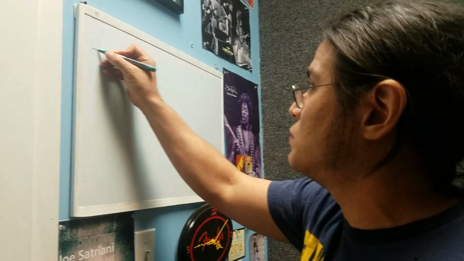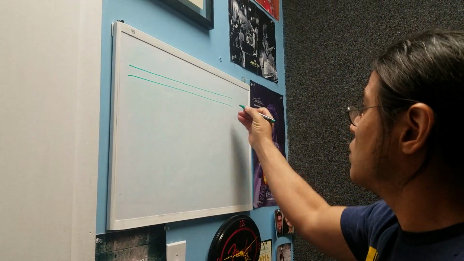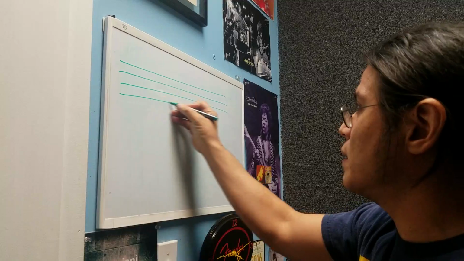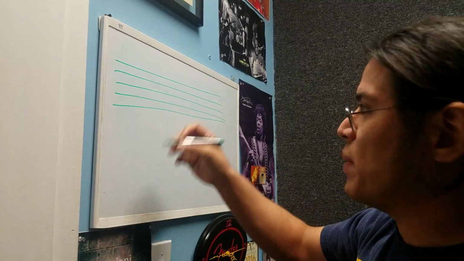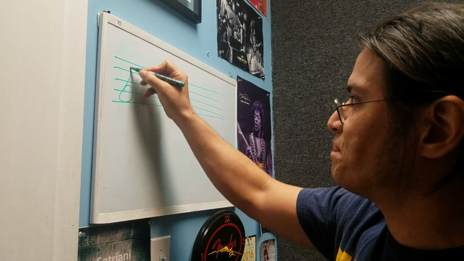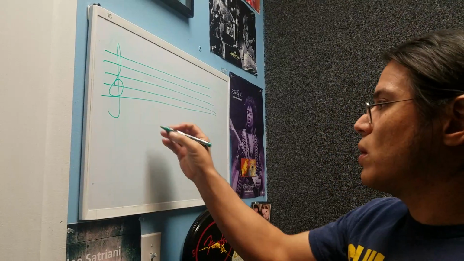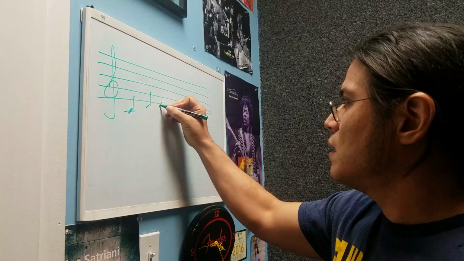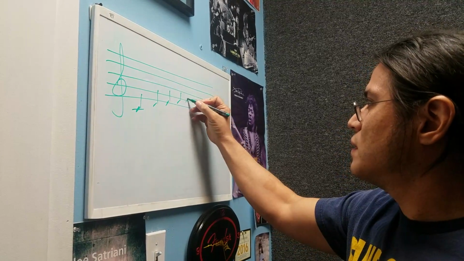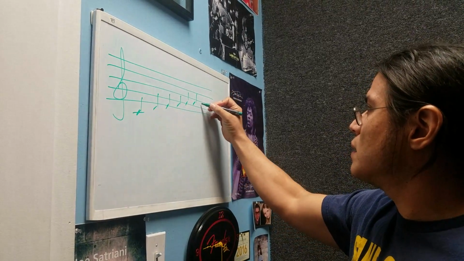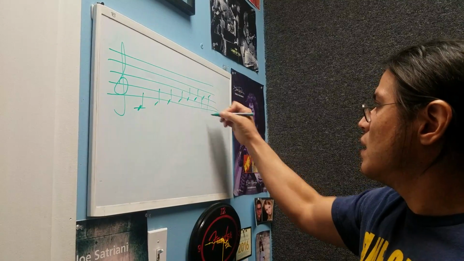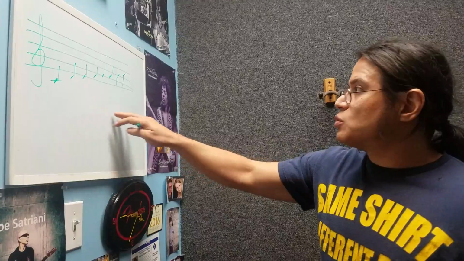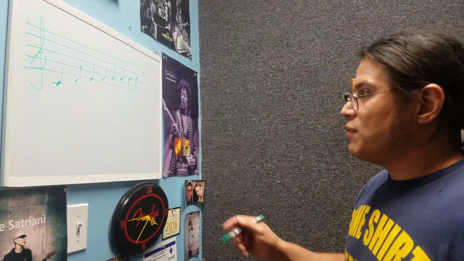So the major scale, right? We're going to start in the key of C, so no accidentals on our staff. Because we're playing guitar, we're going to use the treble clef. If we build a major scale here, we're going to have C, D, E, F, G, A, B, and C, right?